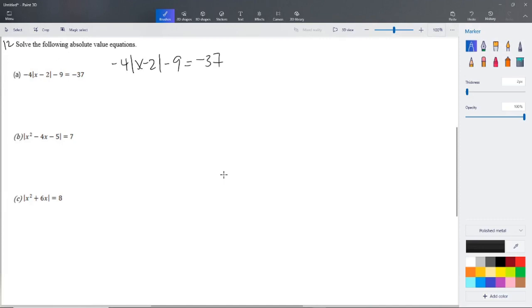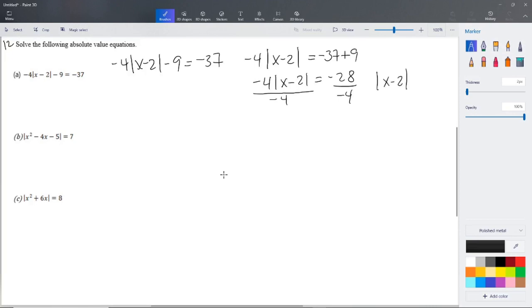All right, so the first thing we're going to do is shift this negative 9 to the right here. We're going to add it to both sides. So we're going to have negative 4 absolute value of x minus 2 equals negative 37 plus 9, which is the same, of course, as saying negative 28. So negative 4 absolute value of x minus 2 equals negative 28. Then we're going to divide both sides by negative 4. That's going to give us absolute value of x minus 2 on the left equal to positive 7.